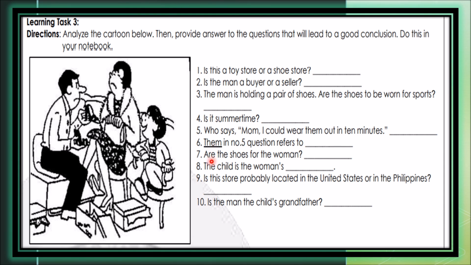Number 7, are the shoes for the woman? Okay, number 8, the child is the woman's blank. Number 9, is the store probably located in the United States or in the Philippines? And number 10, is the man the child's grandfather?